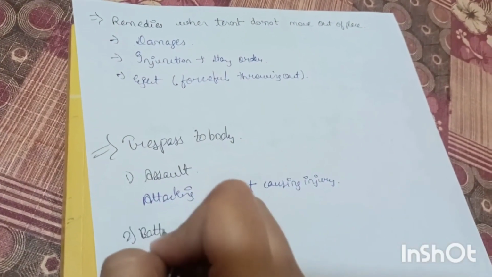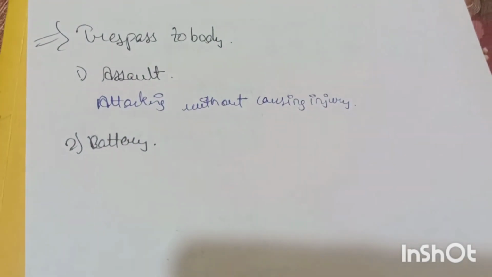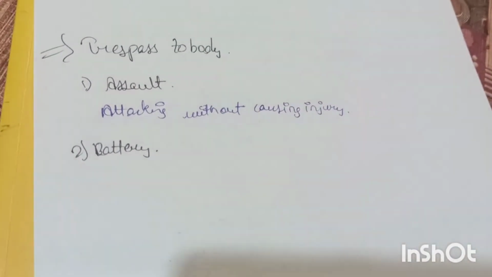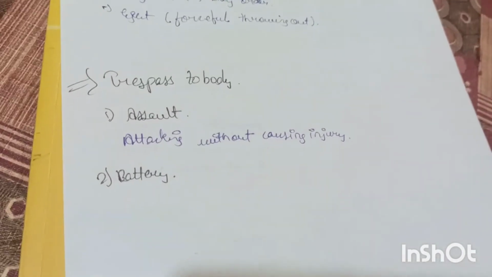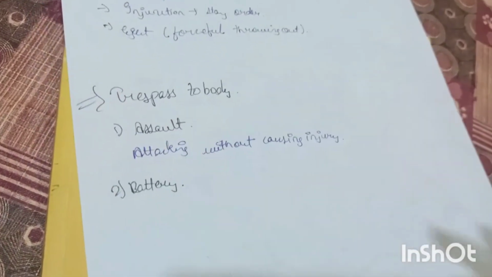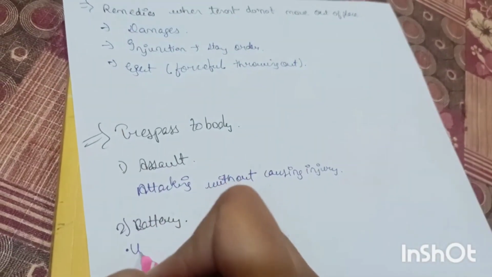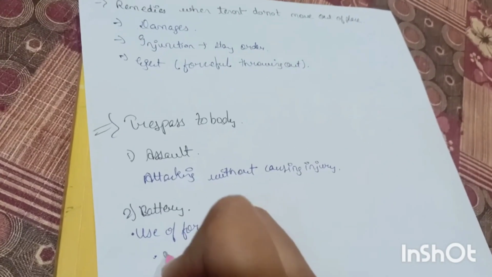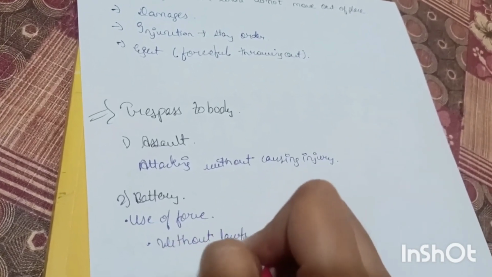The second one is battery. In this case there is actual physical touch. If you are showing the fist, you are hitting the person, and if you are showing the slap, that means you are slapping the person. So you can write, use of force without lawful justice.